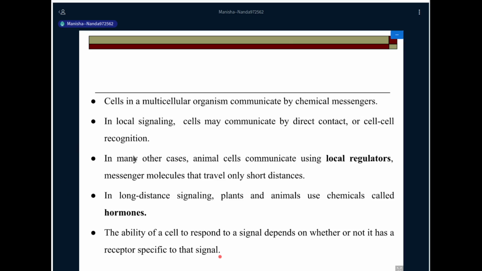Now, if we talk of long distance, and suppose the signal is flowing through blood, it might travel to, or come in contact with different tissues. So it actually binds to the target site, which has the receptor for that particular hormone or that signaling molecule. So this is the point: the response of a cell to a signal depends completely on whether or not it has a receptor specific to that signal. That is, it has that cell surface protein that can bind to that signal and initiate a biochemical reaction in the cell.